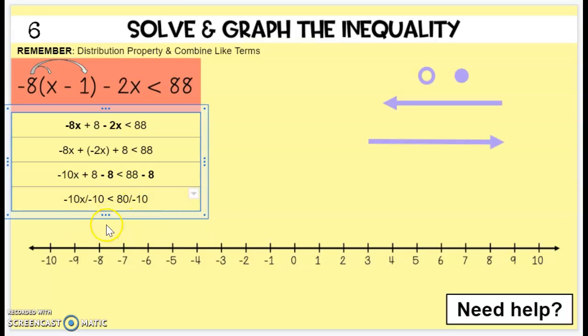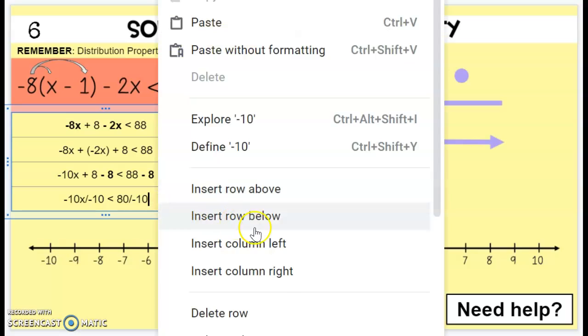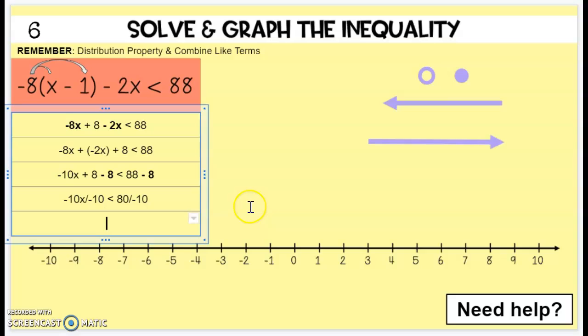And I don't have another box here. Let me see if I can just add one in there. That's right below. Here we go. All right, so now I have x is less than 80 divided by -10, which is -8.